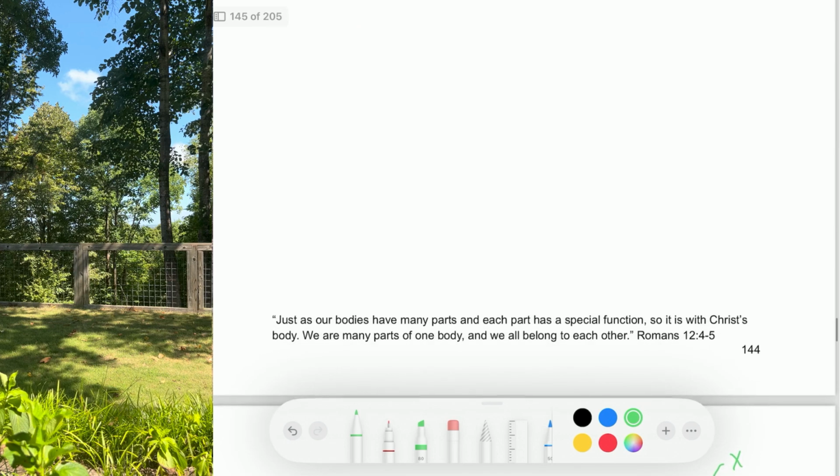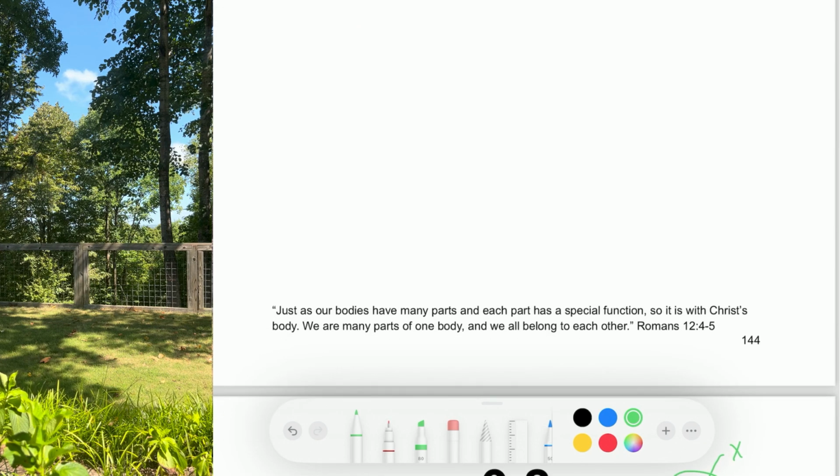Now let's read our verse. Just as our bodies have many parts and each part has a special function, so it is with Christ's body. We are many parts of one body and we all belong to each other.